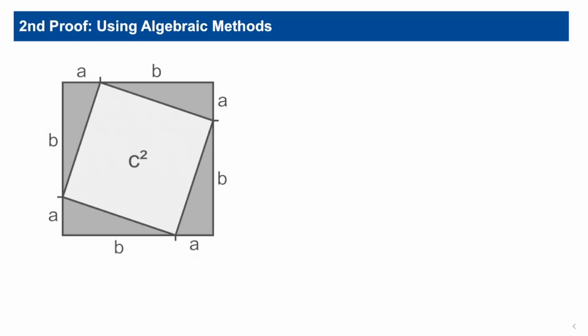Here, we use algebraic methods to prove the Pythagorean theorem. We put four triangles with legs A and B together in this way. Then this angle equals this angle equals this angle equals this angle. And these four gold angles are the same. Because these triangles are right triangles, we have green angle plus gold angle equals 90 degrees. Therefore, these angles must be 90 degrees.